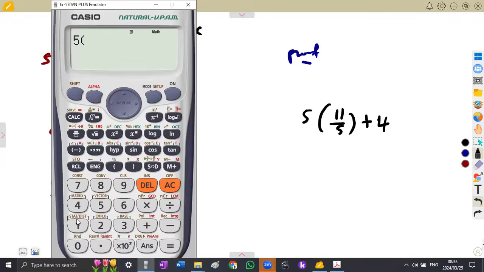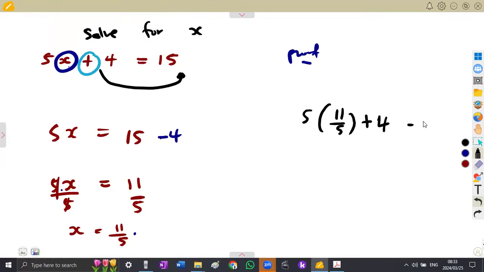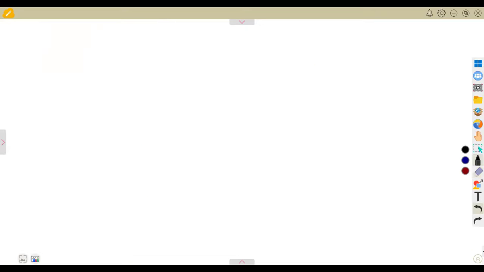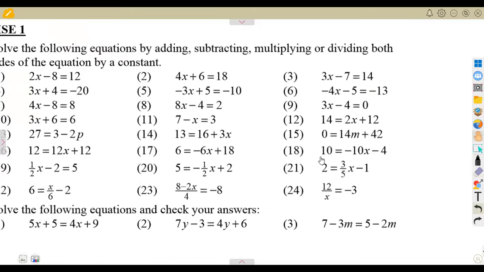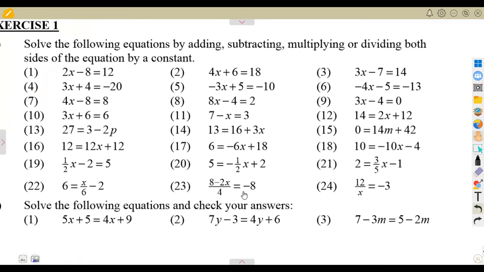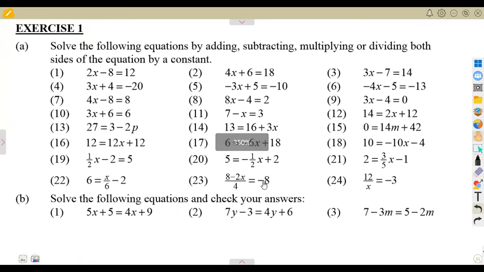5, open a bracket, 11 over 5, like this, plus 4. This is going to give us 15, exactly the number that we have on the right-hand side. That is to mean the x that you're having there is correct. With this knowledge, you are going to solve typical equations like what we have on this exercise.